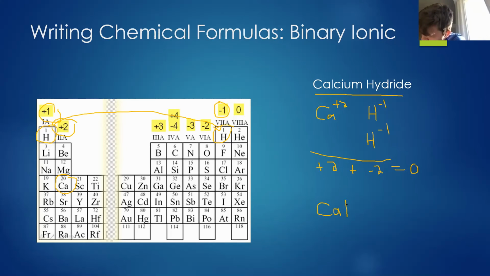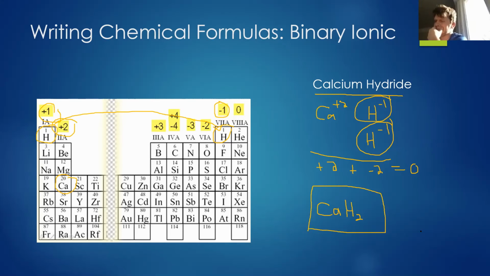And then hydrogen, I'm going to have 2 of them. That's what we decided. We needed 2 of these atoms to cancel out that positive charge. So I'm going to write H sub 2. So CaH2 is the correct chemical formula for calcium hydride.